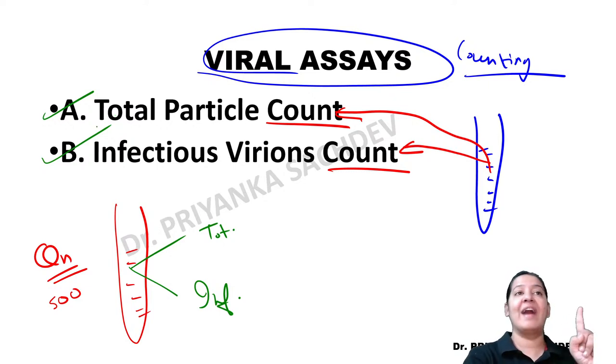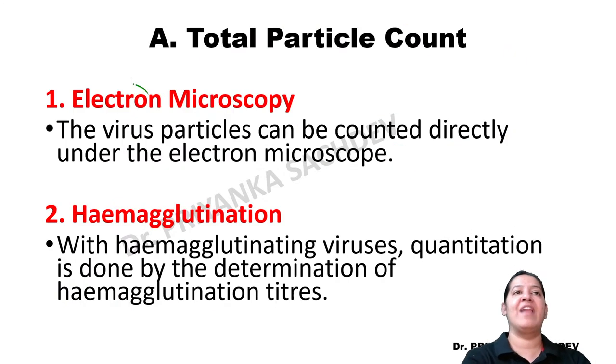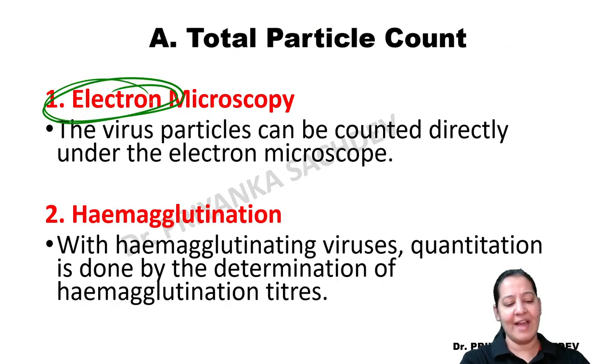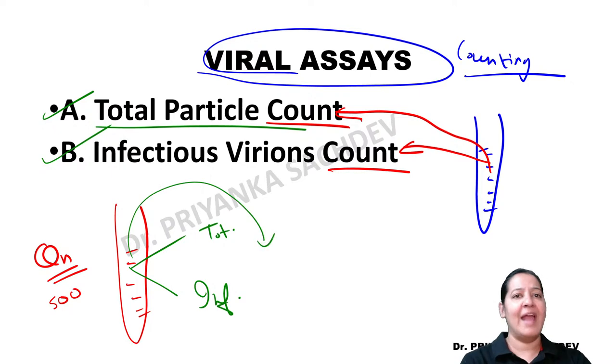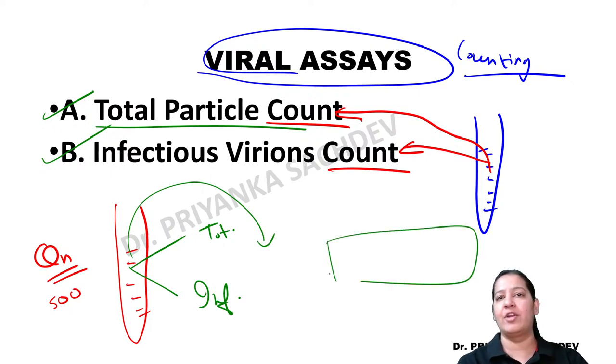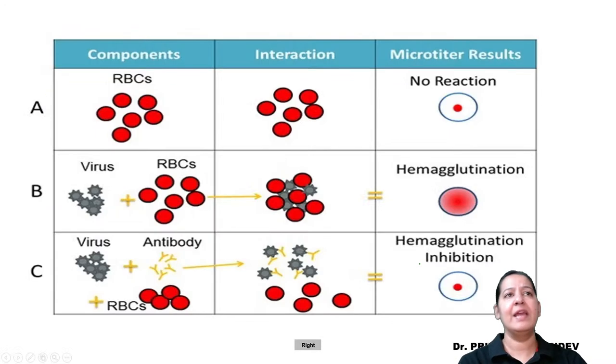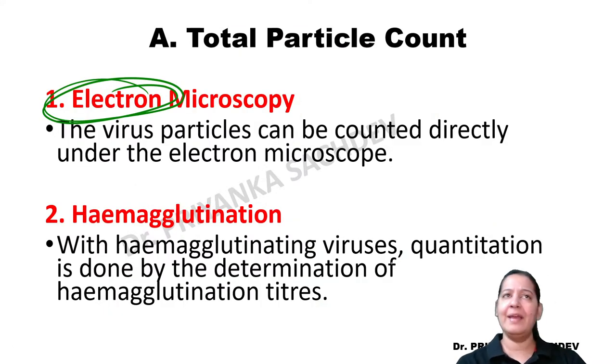So total viruses can be counted with the help of electron microscopy. Number one, take an electron microscope, make a slide of this, and take 1 ml of this and make a slide of this. In the slide, you can see the total, how many total particles.